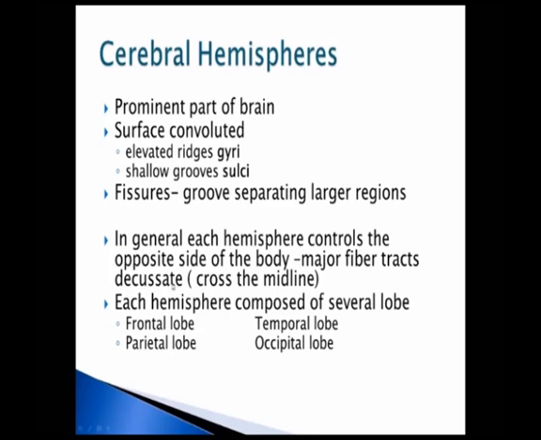Each hemisphere is composed of several different lobes, and they're named according to the bone of the skull that they sit next to. And lobes that you will need to know about are called the frontal lobe, parietal lobe, temporal lobe, and occipital lobe.